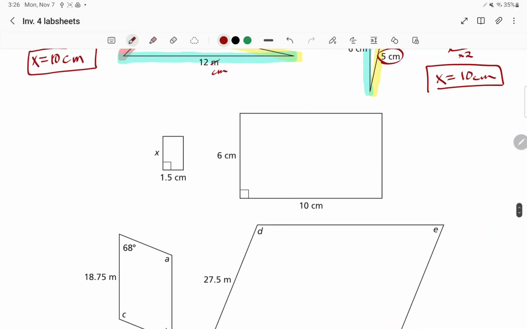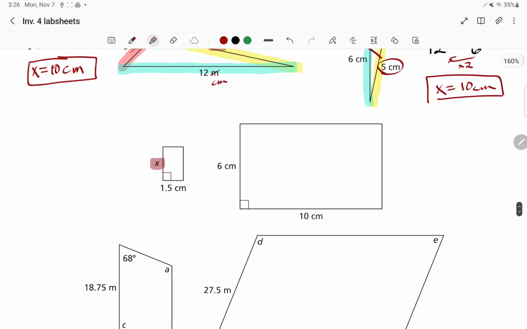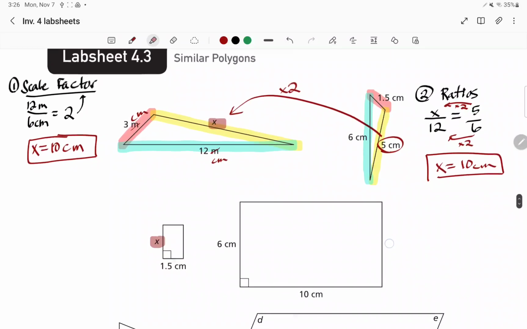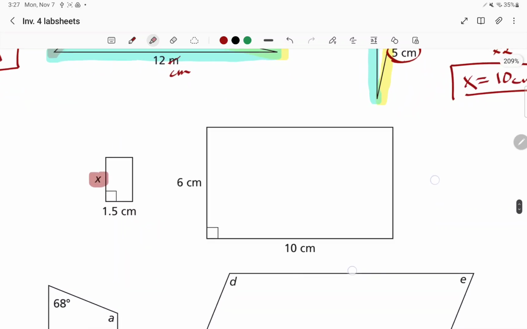Go ahead and try this one right here, figure out what the X value is, and then come back to the video. So I encourage you to do them both ways. Use a scale factor and set up the ratio to make sure that you got the right answer.